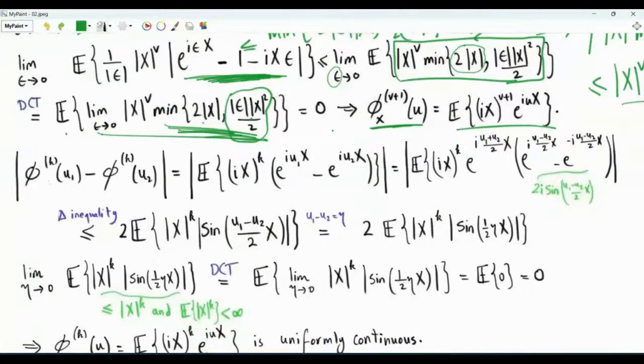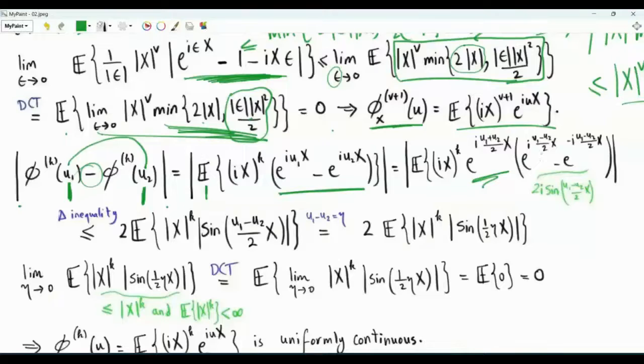The last thing is to show that the kth derivative is uniformly continuous. Take the kth derivative evaluated at u1, evaluated at u2, compute the difference, take the magnitude. We want to show that this magnitude can be made arbitrarily small by choosing sufficiently close u1 and u2. Express the kth derivatives using the expectation. We will get this bracket. From this bracket, take e to the i (u1 plus u2) over 2 times x as a common factor.